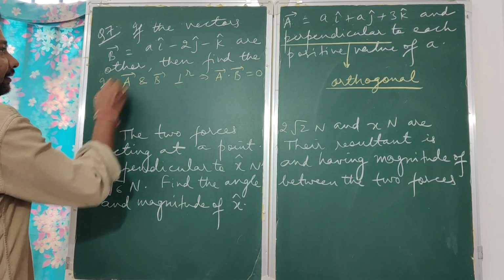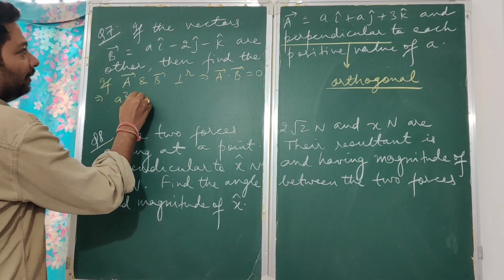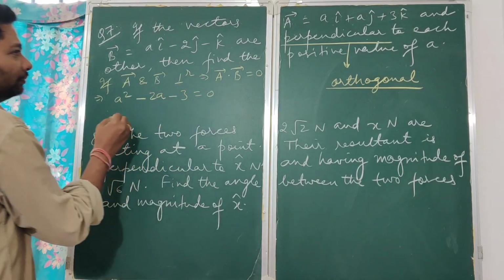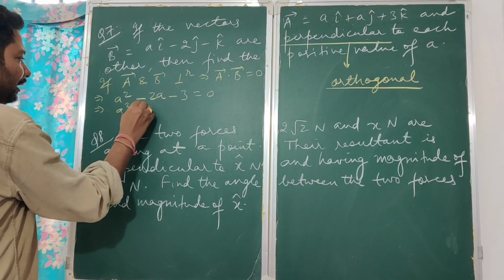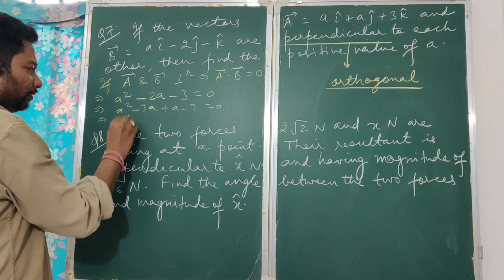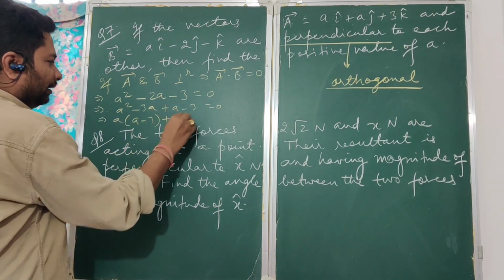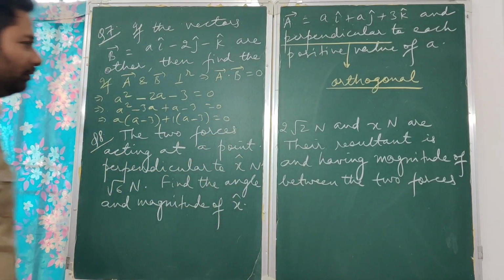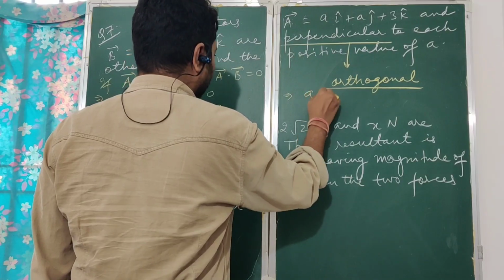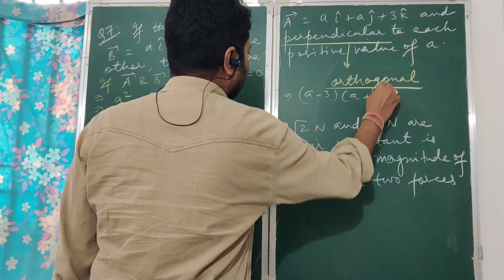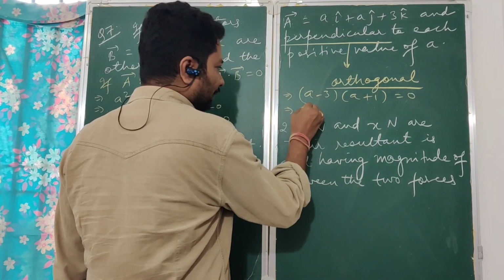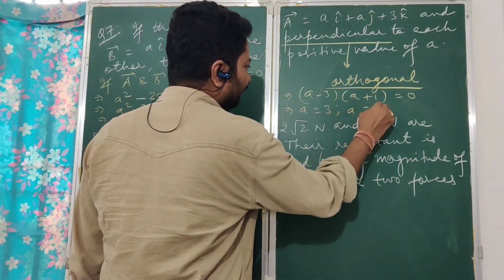So we can write that as x1 x2, here is a square minus 2a minus 3, and that is equal to 0. So we can write this as a square minus 3a plus a minus 3 is equal to 0. So a minus 3 plus 1, a minus 3 is equal to 0. So this whole thing you can write as a minus 3 into a plus 1, and that is equal to 0. So now a will give you two values, 3 and minus 1.